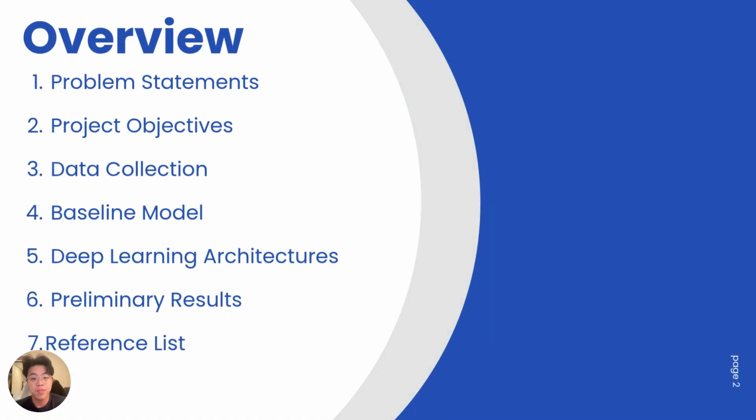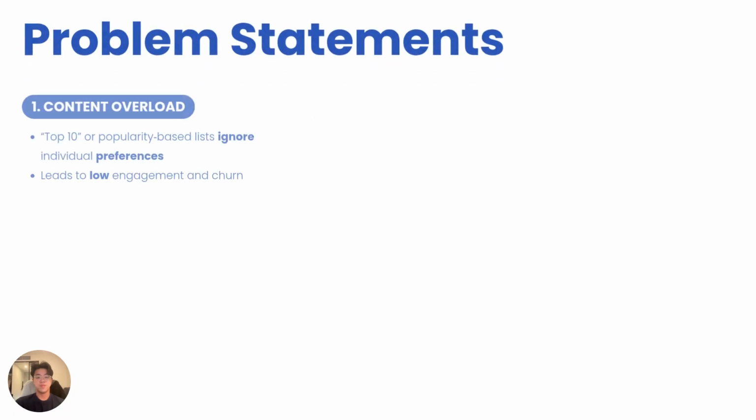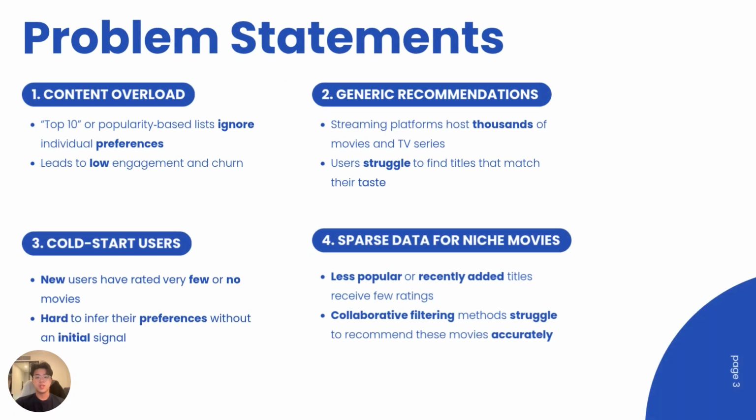Here's the roadmap. I'll start with the problem statements and project objectives. Then I'll cover the data collection. After that, I'll explain the baseline model and then move on to more advanced deep learning architectures, including neural matrix factorization and LightGCN with a hybrid loss. Then I'll show the performance I've obtained and conclude with recommendations. So let's start with the problem statements.